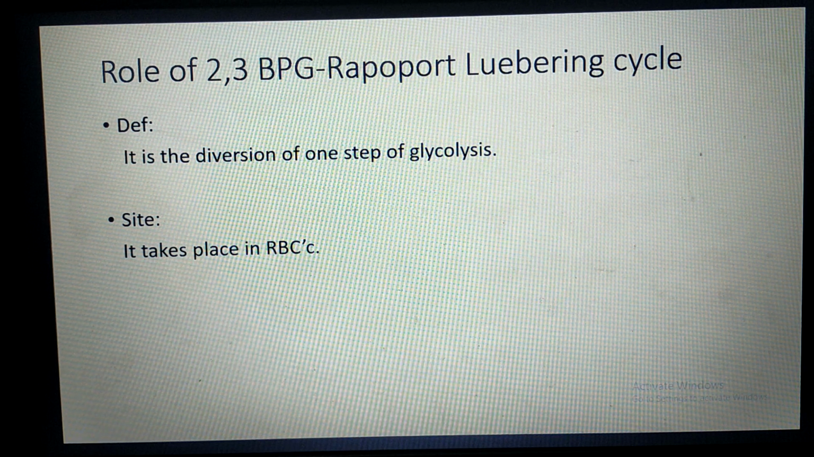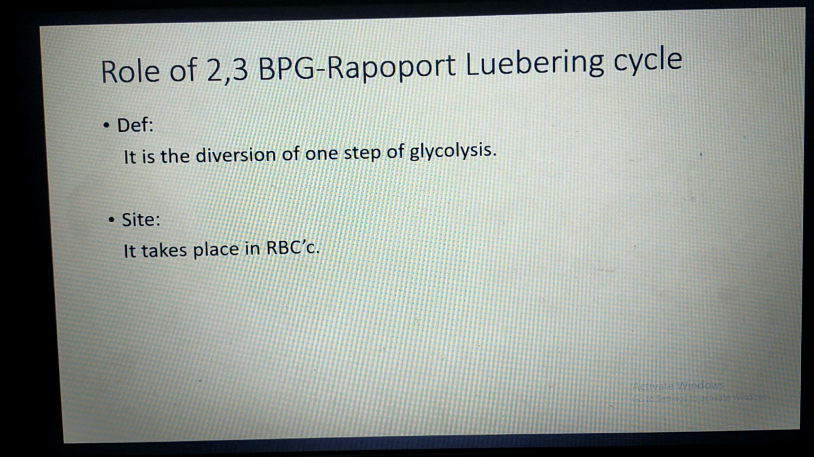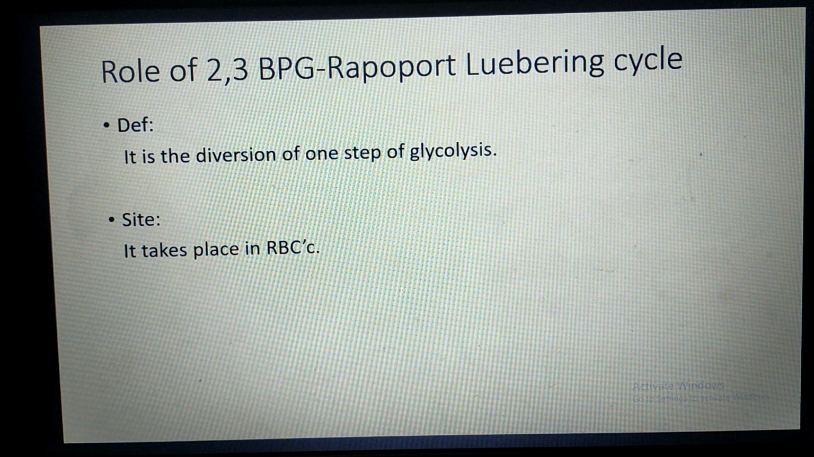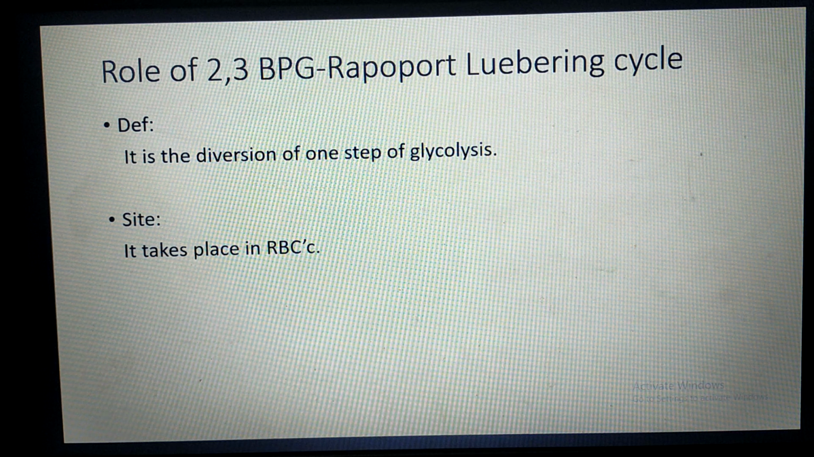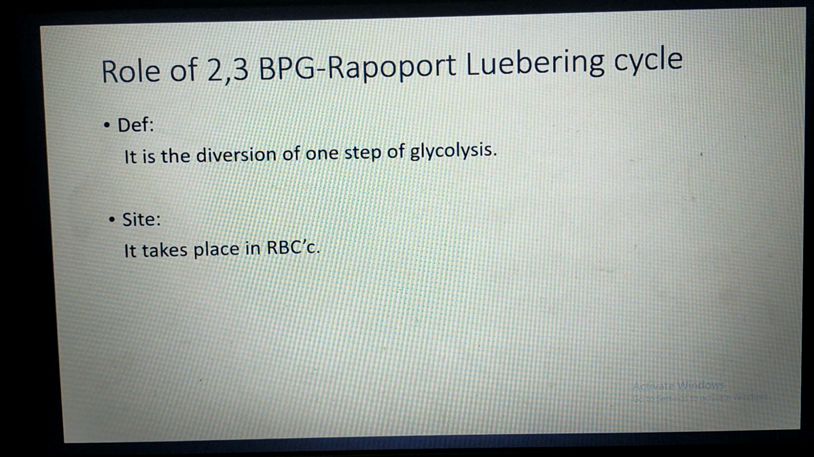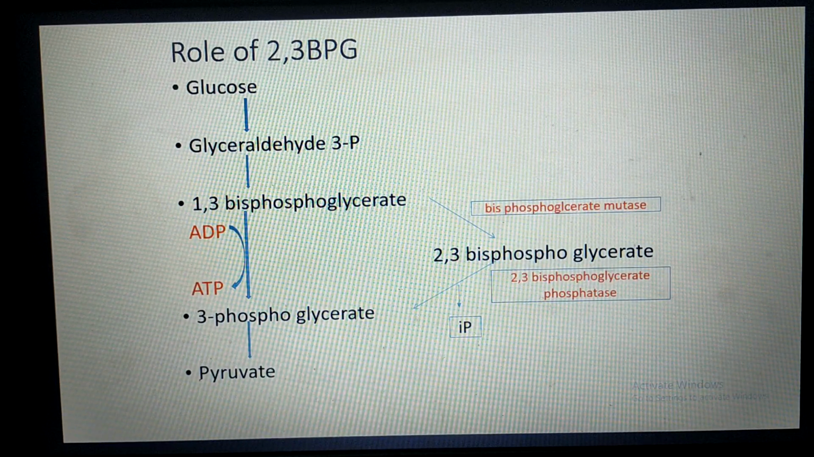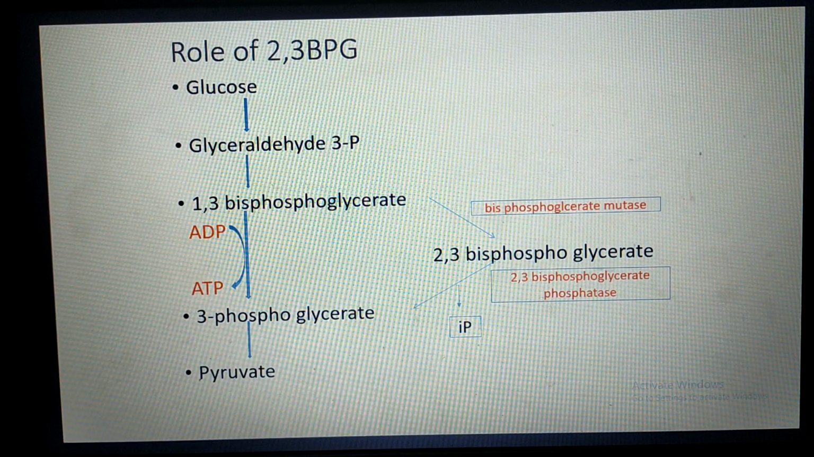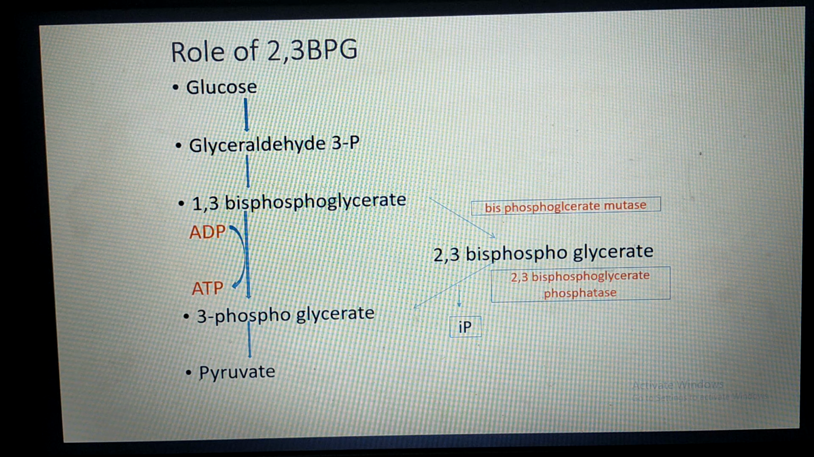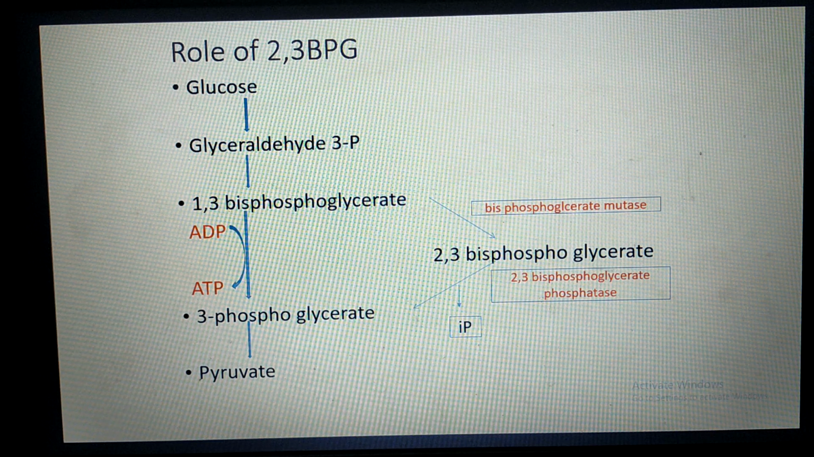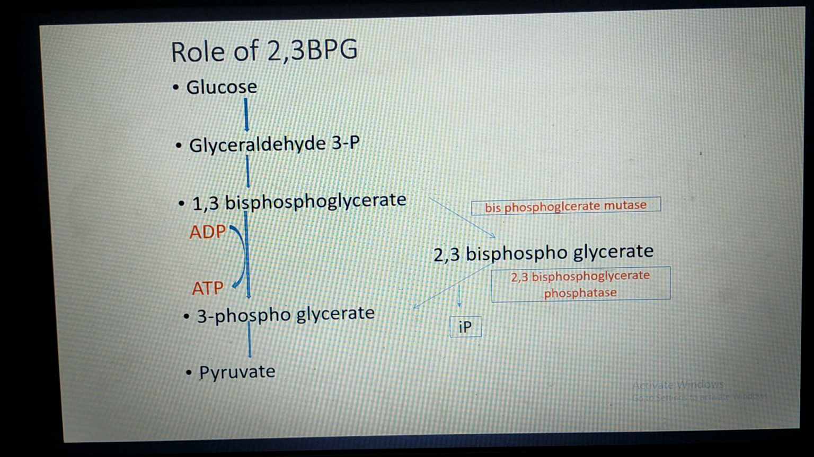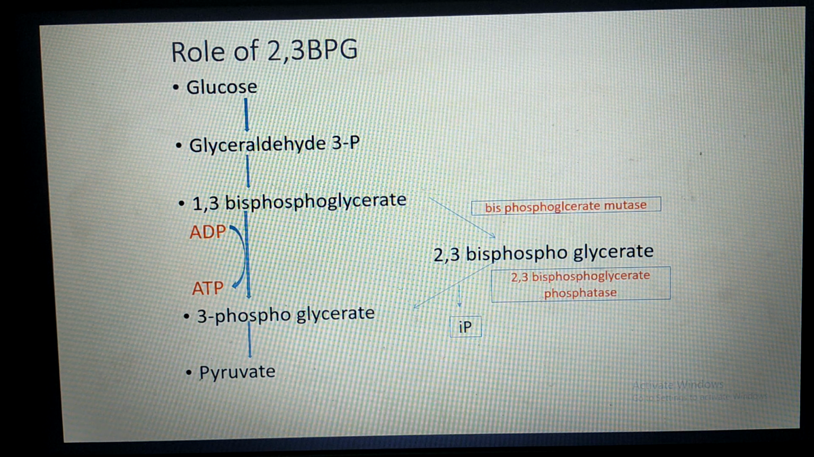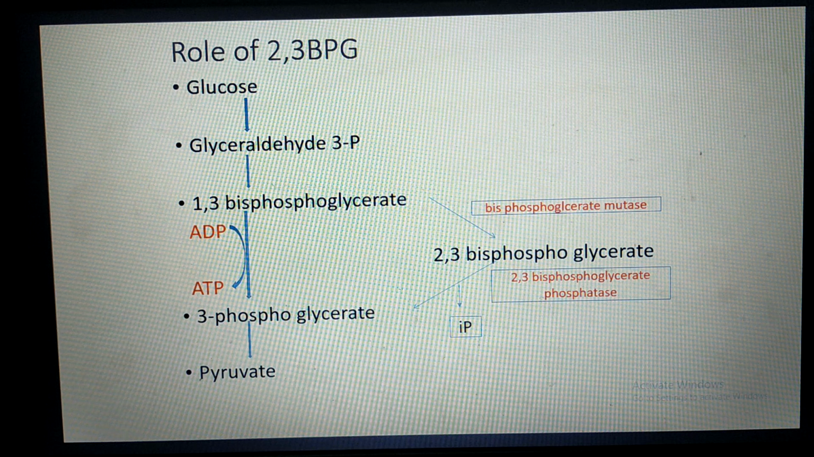It is also called the Rapoport-Luebering cycle. The definition of this Rapoport-Luebering cycle is that it is the diversion of one step of glycolysis. The site of this cycle is the RBCs. Here you will see the glycolytic pathway, which I have mentioned in short. In glycolysis, 1,3-bisphosphoglycerate is an intermediate which is converted into 3-phosphoglycerate.